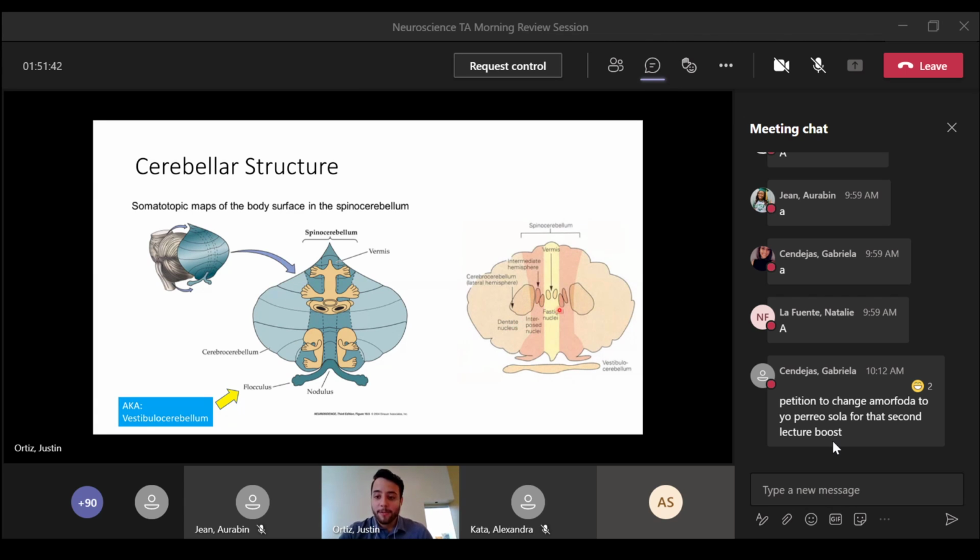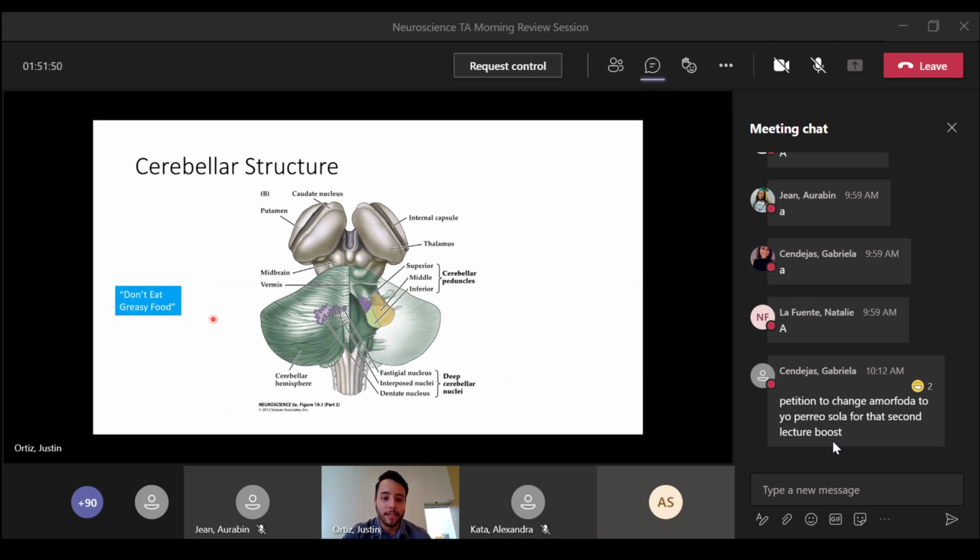Right? And a fun way I like to remember them is don't eat greasy food. So you'll see on the next slide, don't eat greasy food. That helps you remember the deep cerebellar nuclei. Going from lateral to medial, you have D for dentate nucleus, then E and G for emboliform and globose. The emboliform nucleus and the globose nucleus make up the interposed nuclei. So again, the interposed nuclei are made up of two nuclei, emboliform and globose, and then you have the F for fastigial.